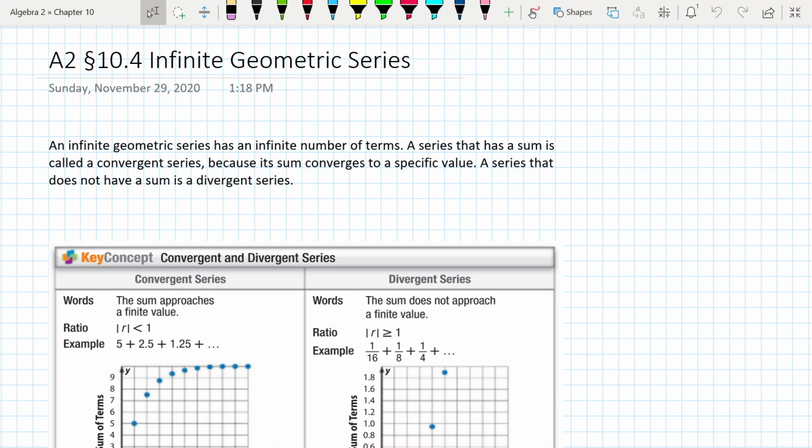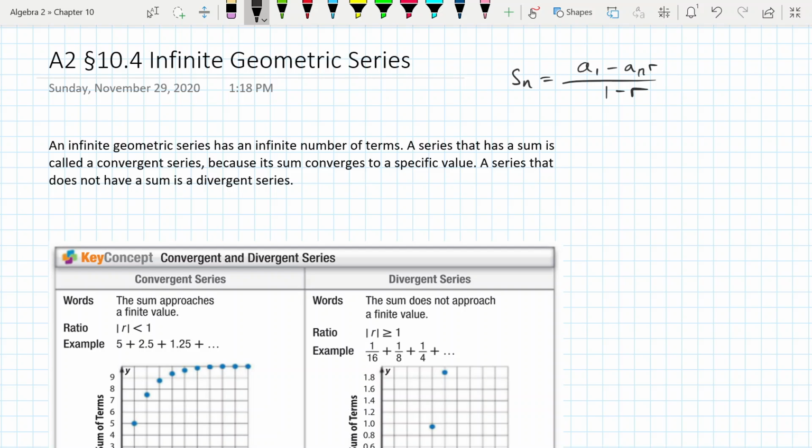Algebra 2, Chapter 10, Section 4, Infinite Geometric Series. So, in the last section, we talked about the partial sums of geometric series. We had S sub n of, what was it? A1 minus A sub n times R over 1 minus R. I think that was one of the formulas there.